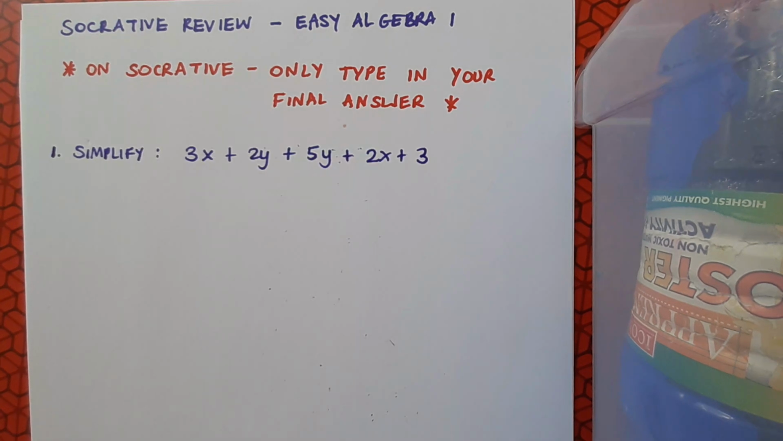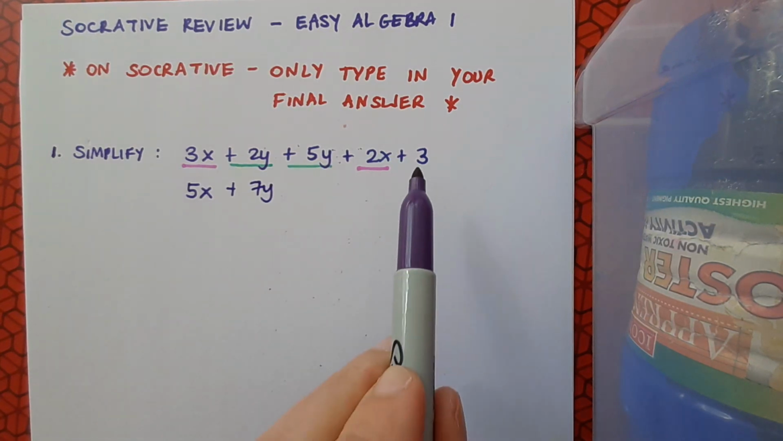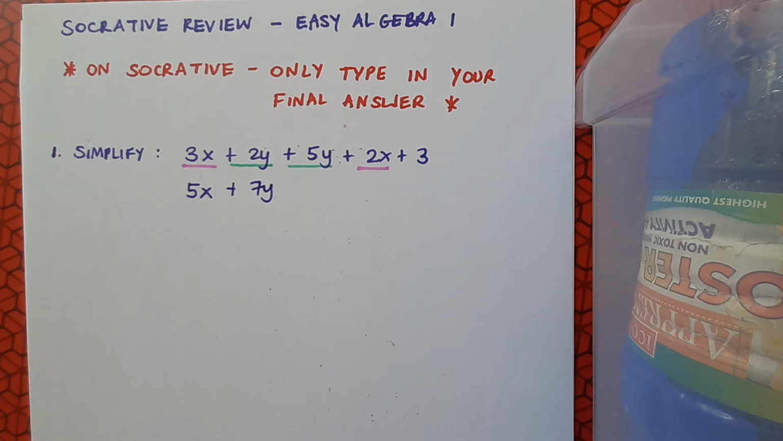Our first question is a simplifying question. So we want to simplify 3x + 2y + 5y + 2x + 3. This just means add and subtract like terms, so I need to identify those first. So I see 3x + 2x, and that'll give me 5x. I see +2y + 5y, that'll give me +7y. And then I have this +3, my constant at the end. There's no like term for it, so just +3. And that's my final answer for question 1.